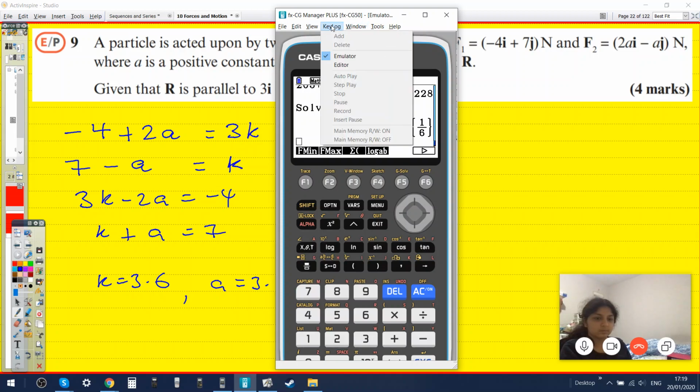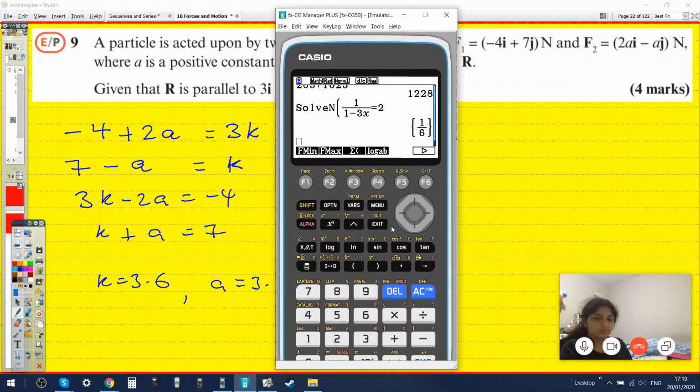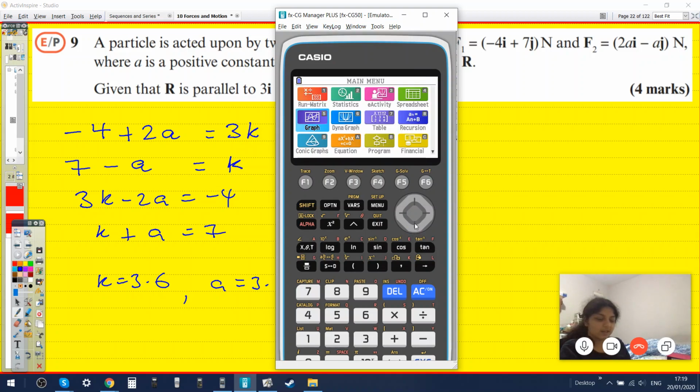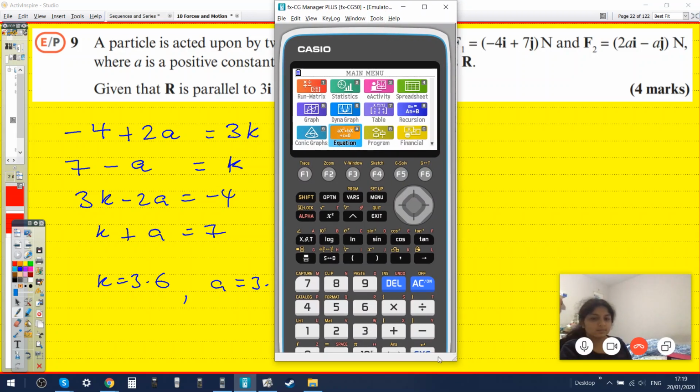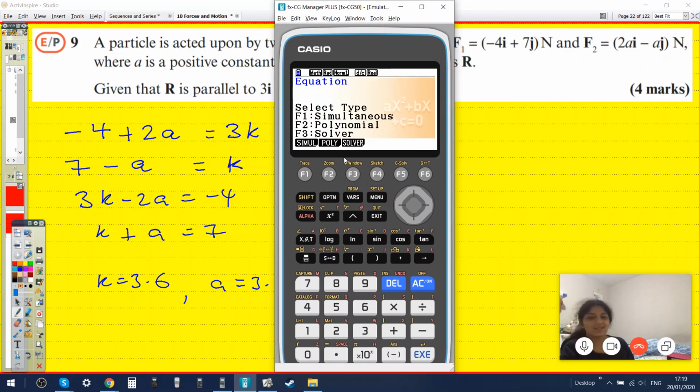Why did you multiply it by 2? Because you're allergic to your calculator. Do you know how to do simultaneous equations in your calculator? Yeah, I know how to do it. I just don't like it. Why? I don't know, I just find it easier. It doesn't look like it.